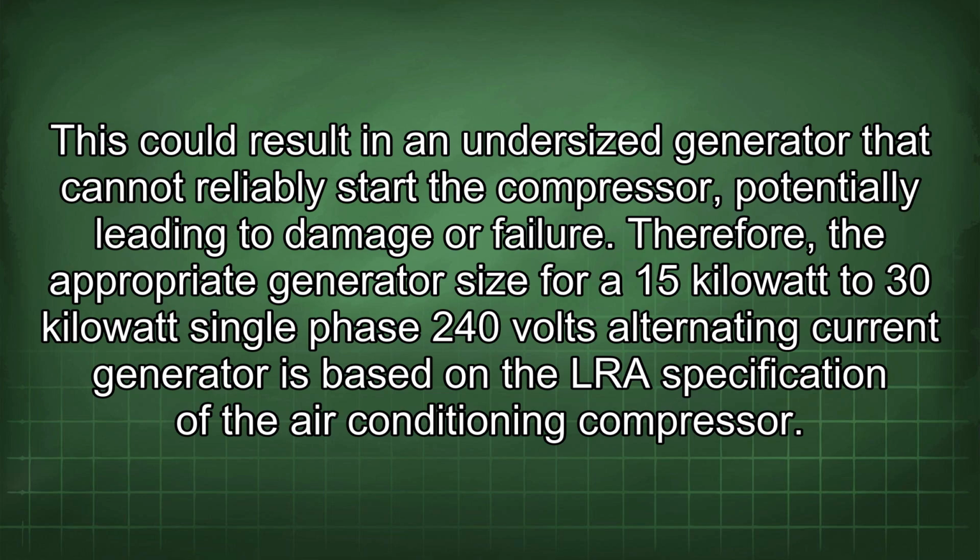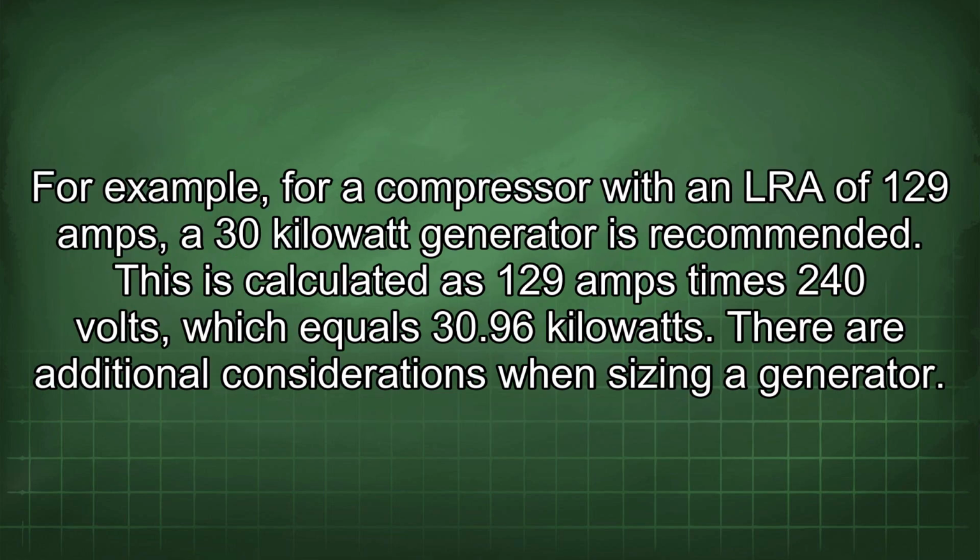Therefore, the appropriate generator size for a 15 kW to 30 kW single-phase 240 volts alternating current generator is based on the LRA specification of the air conditioning compressor. For example, for a compressor with an LRA of 129 amps, a 30 kW generator is recommended. This is calculated as 129 amps times 240 volts, which equals 30.96 kilowatts.